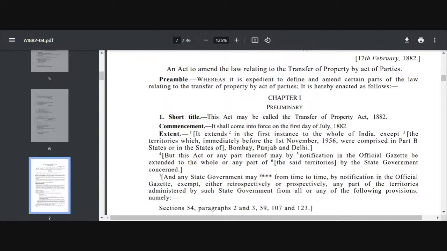If you see the right hand side of the act, 17 February 1882 is the date of enactment, and the date on which it came into force was the first day of July 1882. The extent also: it extends in the first instance to the whole of India, except some portions which are mentioned here, because this act did not come into force on one occasion. It was enacted, and it came into force on different occasions at different places. So you will see that also in section 1.